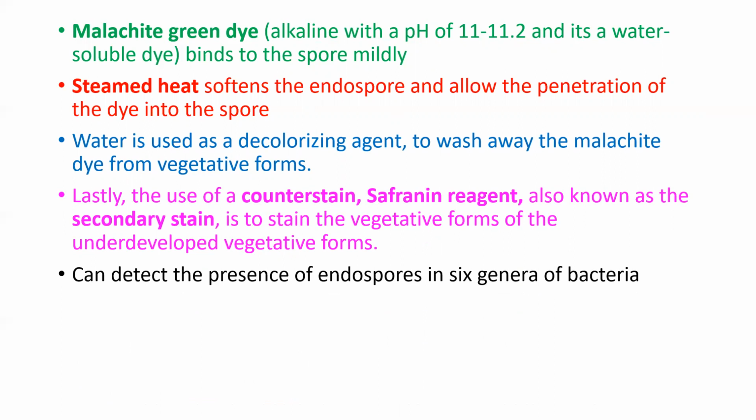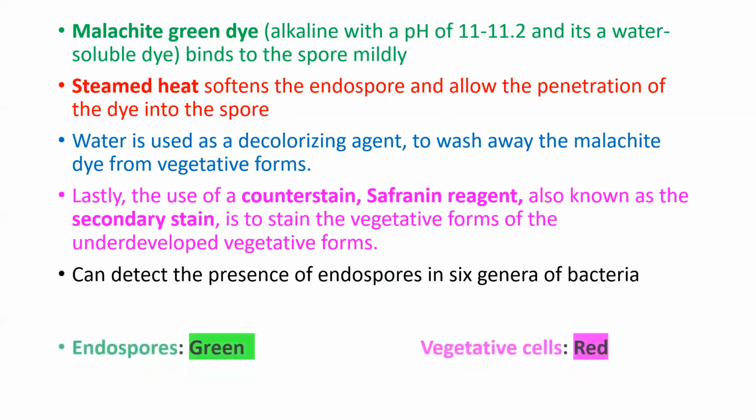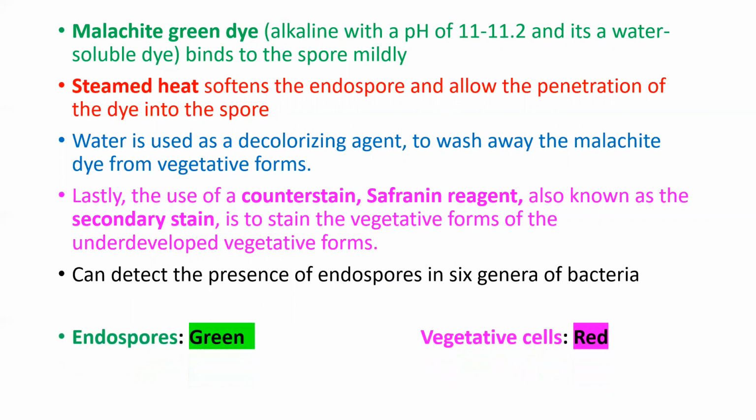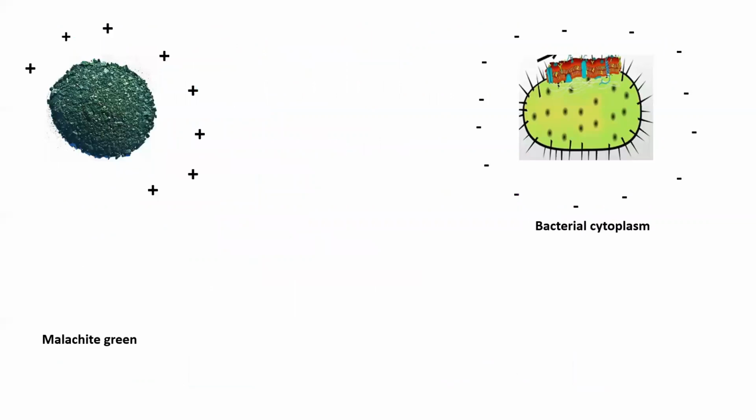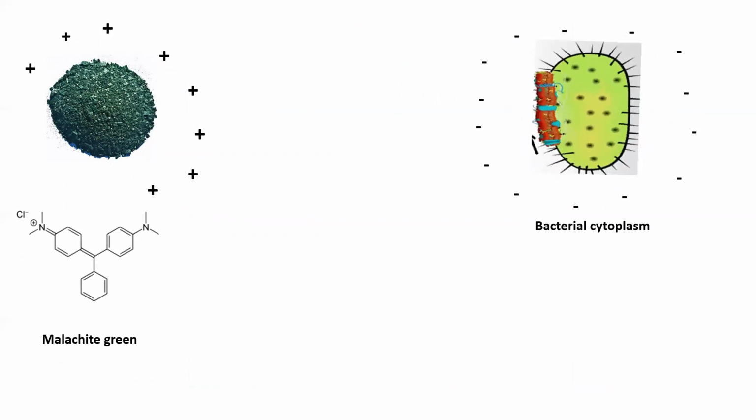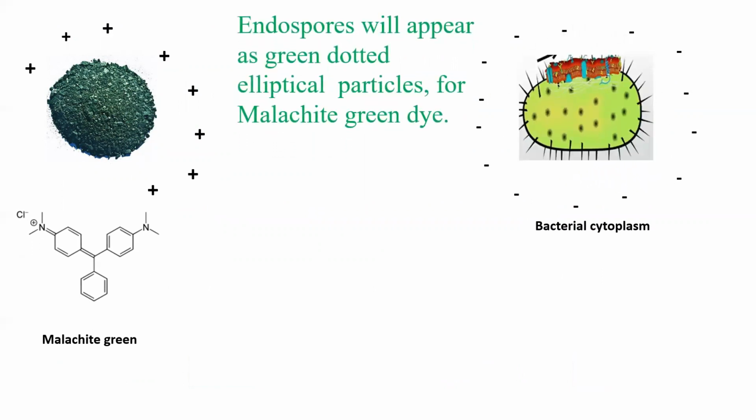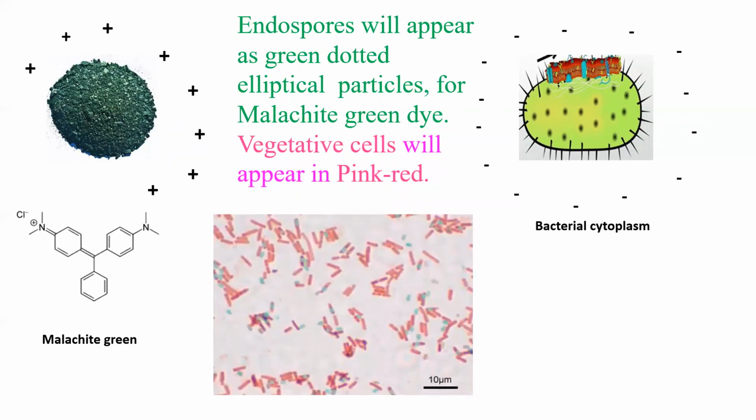It can detect the presence of endospores in 6 genera of bacteria, where endospores appear green and vegetative cells appear in red color. So here we can see malachite green. This stain has positive charges, and the bacterial cytoplasm, as we know, contains negative charges. Now endospores will appear as green dotted elliptical particles with malachite green dye, whereas vegetative cells will appear pink-red.